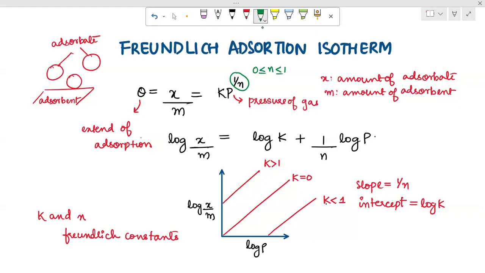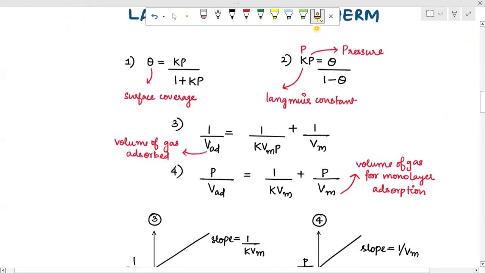Another way in which this question can be asked is you can take the log, where log of x by m is equal to log k plus 1 by n log p, where along the y-axis you have log x by m and log p. Depending upon the value of k, the intercept can be positive, 0 or negative. So from the straight line equation, slope is 1 by n and intercept is log k.